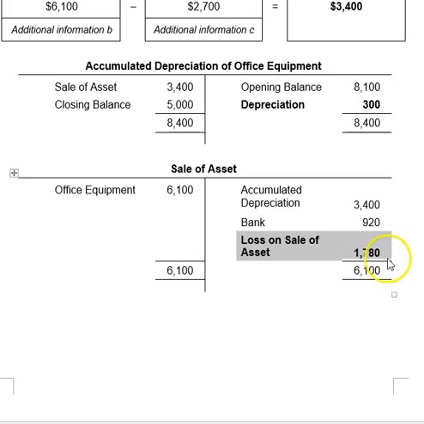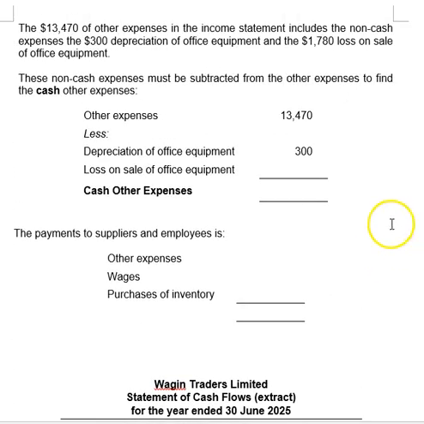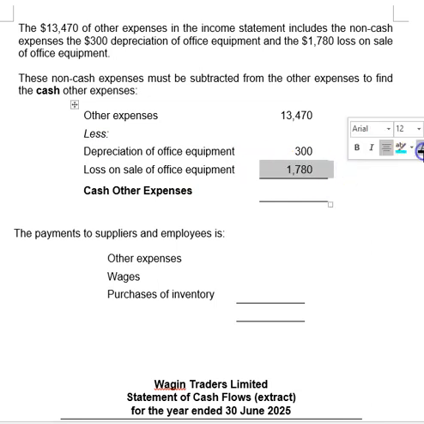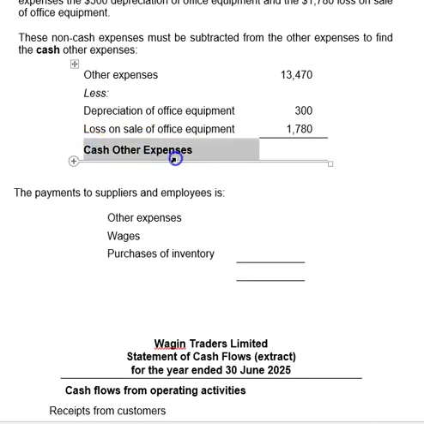So we need to exclude this from our other expenses as well. Your other expenses is 13,470 minus your depreciation, which is 300, and then minus your loss on sale of office equipment. This loss on sale of office equipment is not a cash item as well, so you need to exclude it. Lastly, find out how much your cash other expenses are.